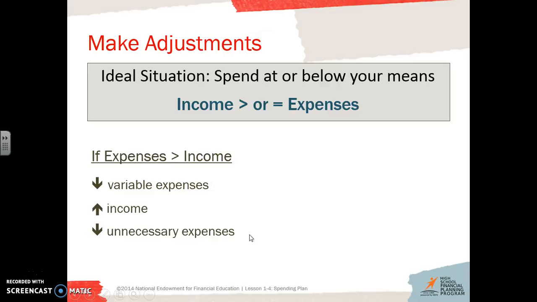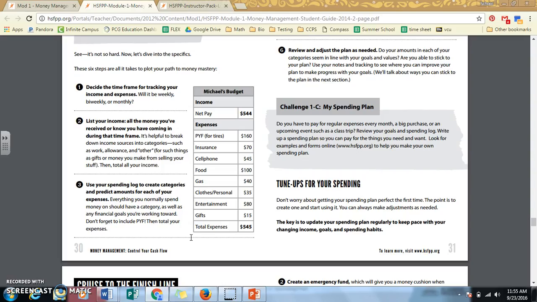Another way is to reduce unnecessary expenses. Now, again, insurance and cell phone are necessary expenses. Food and gas are also necessary expenses. Sometimes clothes could be a necessary expense as well. If it's fall and you need some winter outfits, that could be a necessary expense. So areas that you might also consider reducing would be places like entertainment. $80 for entertainment is a lot. That's a lot of movies and popcorn and video games that he's playing. Another place that you could possibly reduce your expenses is in your gift giving.